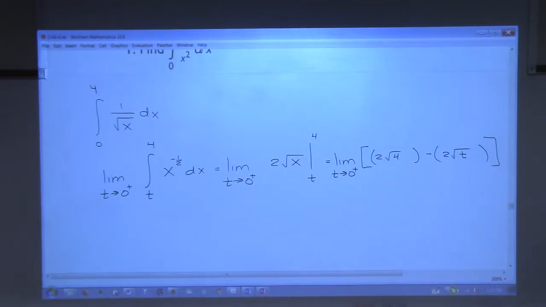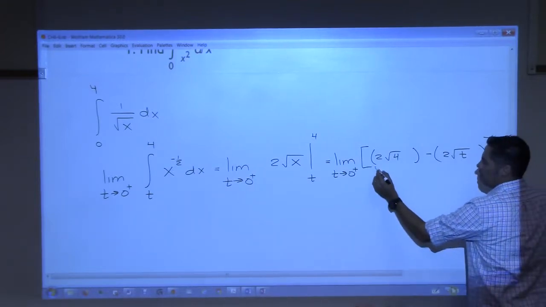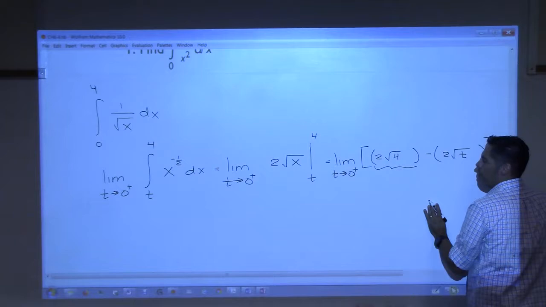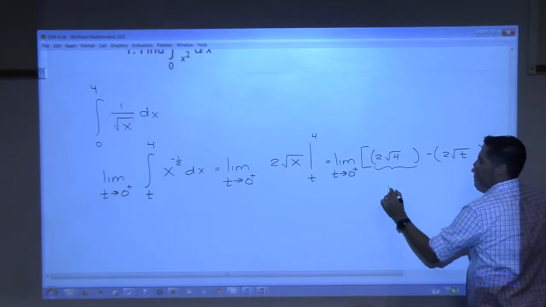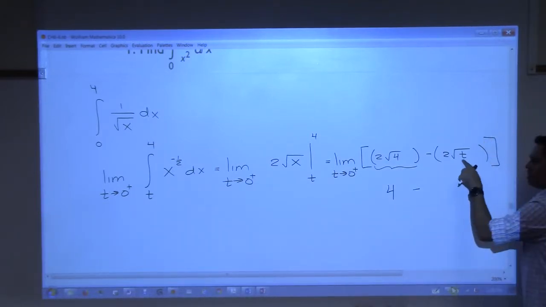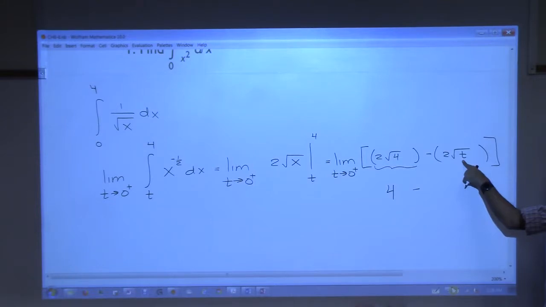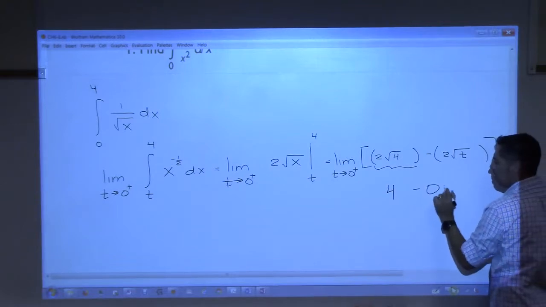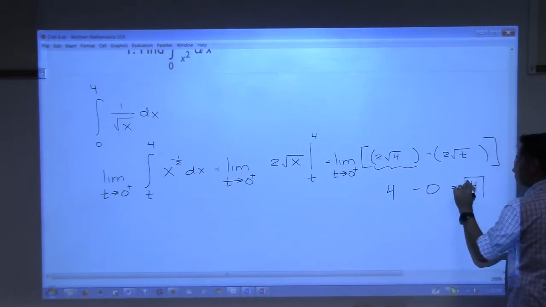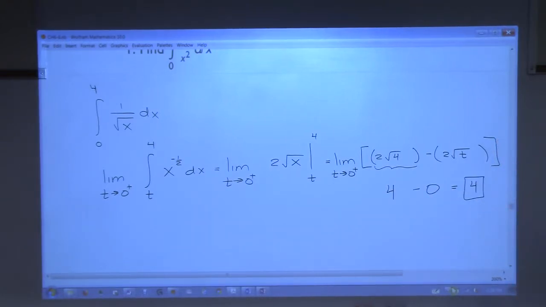What are we getting here? This is what? That's just 4. 4 minus, now let t go to 0. It's just 0, right? See, we don't have division by 0 anymore. It's not the natural log like the last problem, so we don't have to look at that. It's just that goes to 0, no big deal. So what's happening here? It converges to 4.